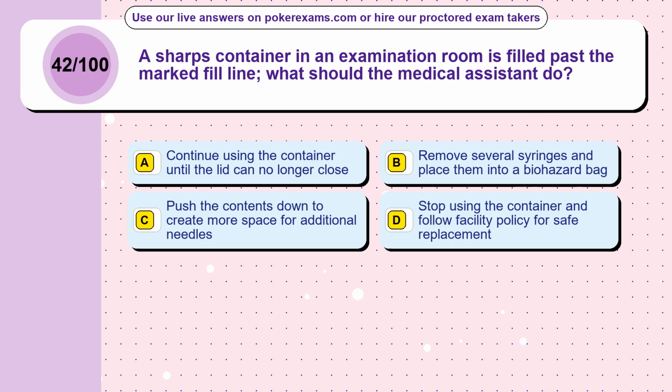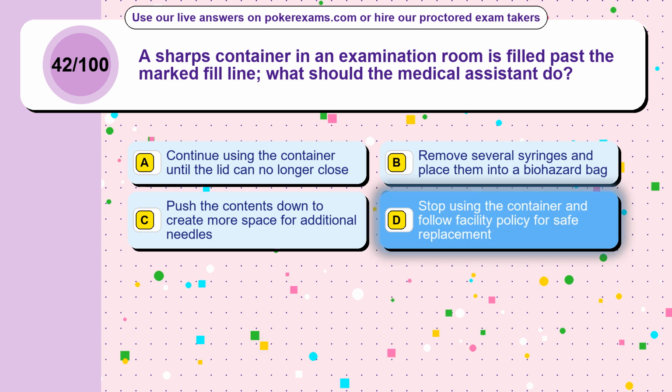Question 42. A sharps container in an examination room is filled past the marked fill line. What should the medical assistant do? Option A, continue using the container until the lid can no longer close. Option B, remove several syringes and place them into a biohazard bag. Option C, push the contents down to create more space for additional needles. Option D, stop using the container and follow facility policy for safe replacement. The correct answer is option D, stop using the container and follow facility policy for safe replacement.